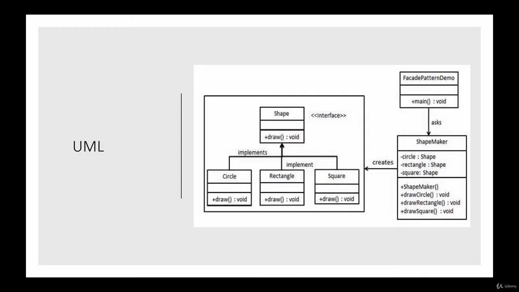Let's jump right over to the UML diagram. Here we have a small subsystem of shapes, and what the shapes allow is that you can draw them. We have an abstract shape class, and we have three extensions of this shape: circle, rectangle, and square, and all of them provide one draw method, which is overridden in the respective subclass. Now we don't want to expose the internals of this shape subsystem.